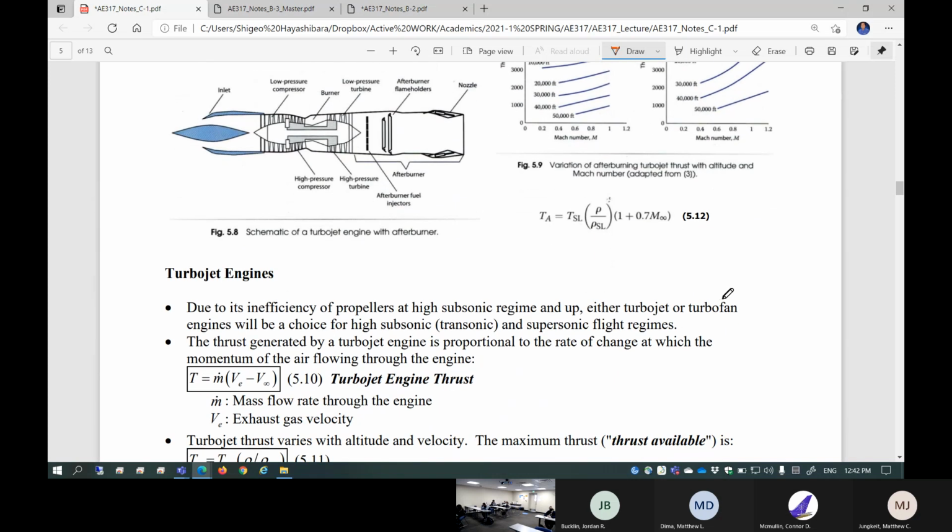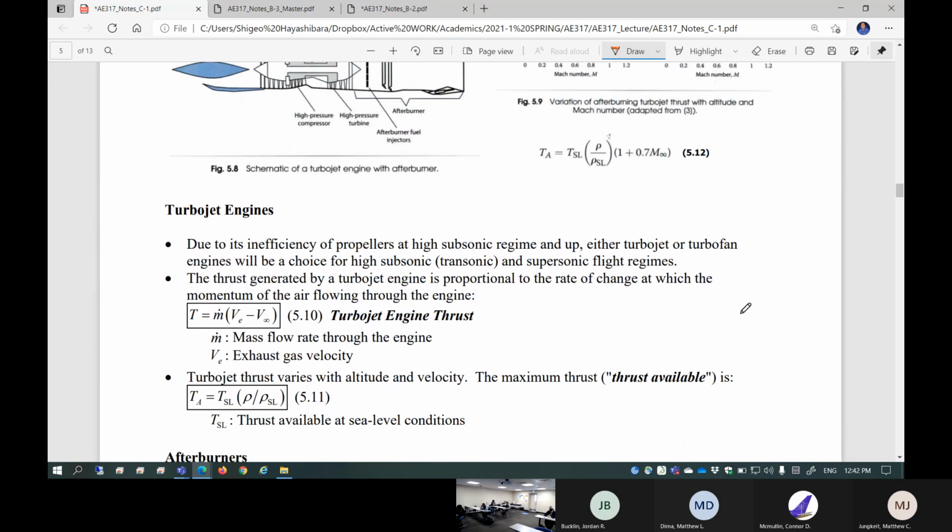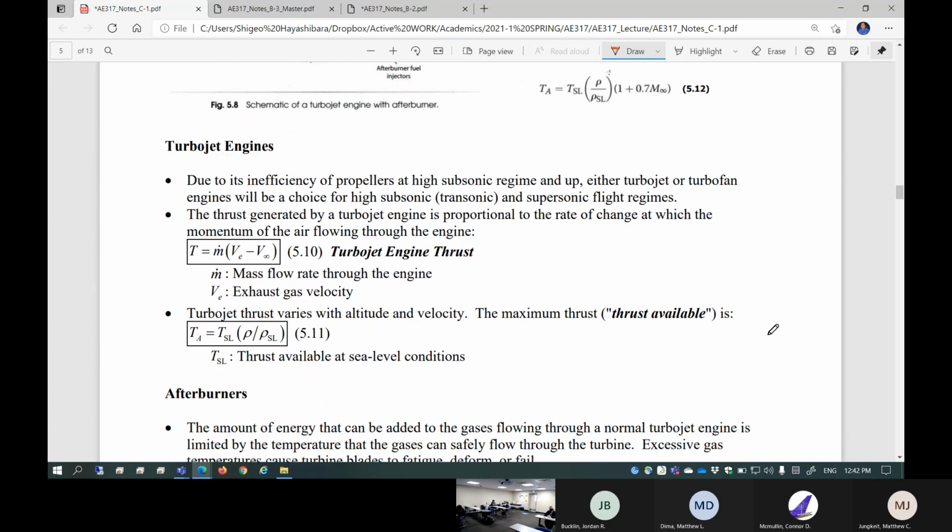So let's just take a look at the turbojet engines to begin with. A turbojet engine is basically mass flow rate times acceleration of the inlet airflow into the exhaust gas. You have a high-speed exhaust gas coming out. This is going to change the linear momentum of the throughflow, and this is going to contribute to the thrust T.